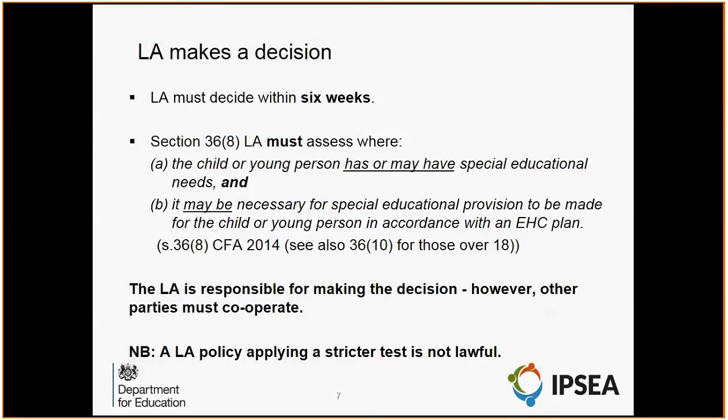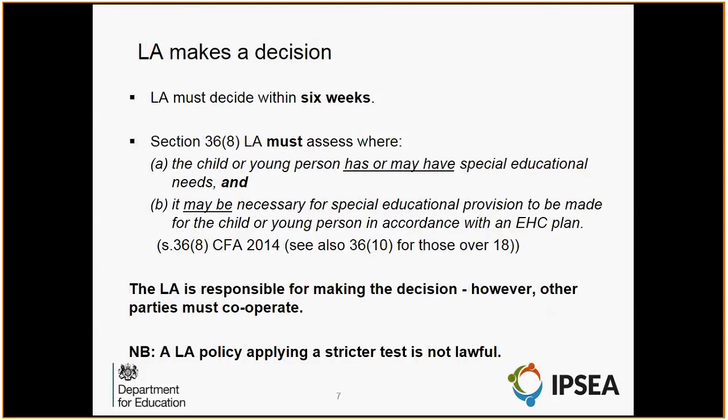Within 6 weeks, the local authority will have to make that decision whether or not to assess. And Section 36(8) sets out the legal test. It says that a local authority must assess where the child or young person has or may have special educational needs, and it may be necessary for special educational provision to be made for the child or young person in accordance with an EHC plan.